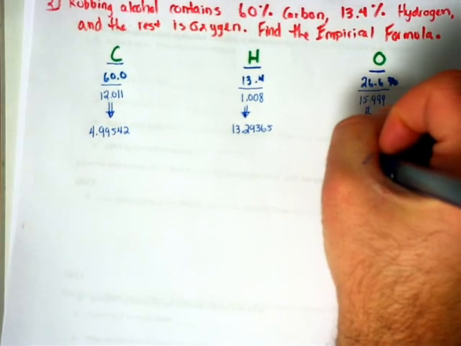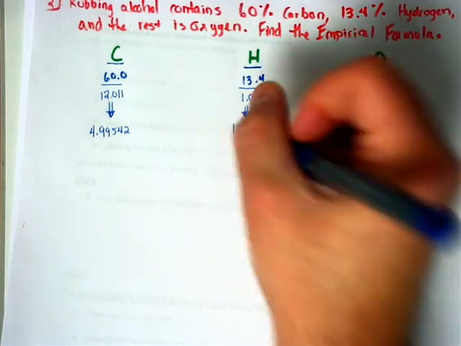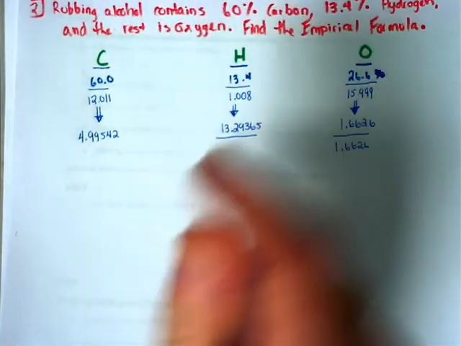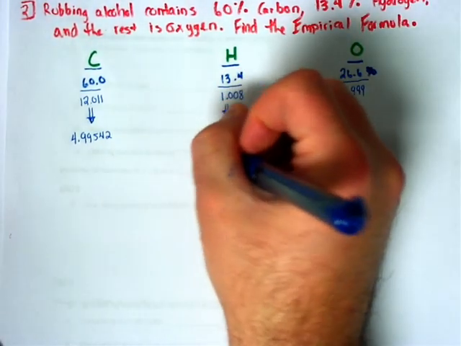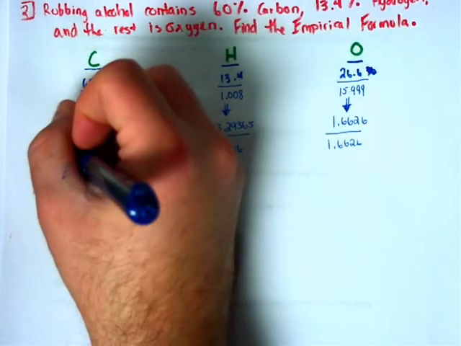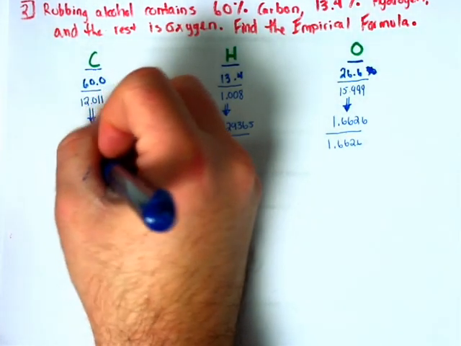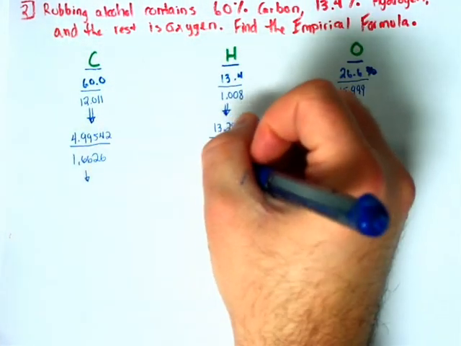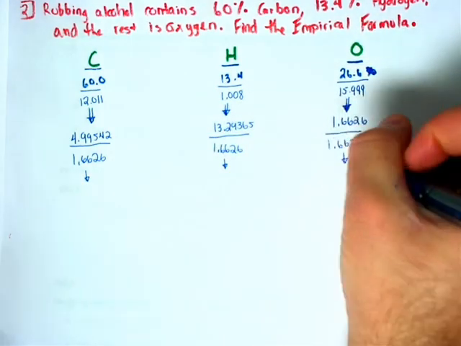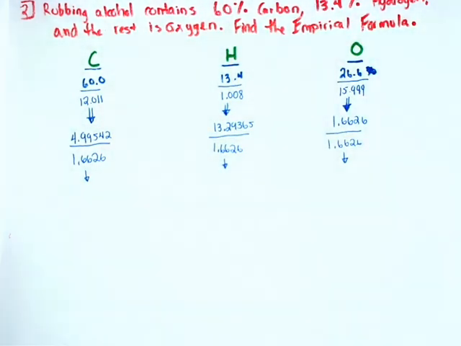So 1.6626. It's got to be dividing each of these. So 1.6626 at this spot, and 1.6626 at this spot. And then next, I'll let you do that, and then let's find those numbers real quick. So do those divisions, and then let's see what we get as far as that quotient goes.